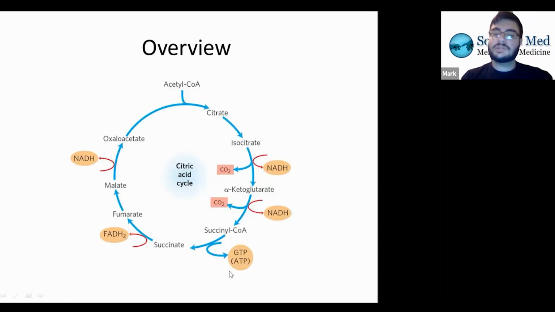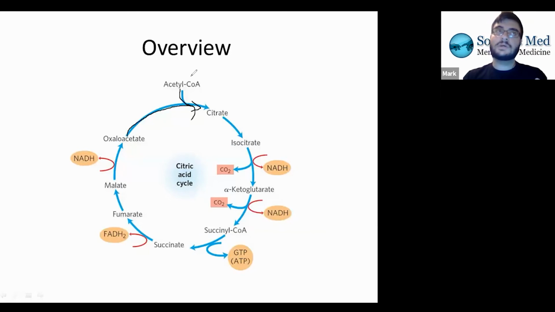And notice that oxaloacetate is the final product, but it's also the first reactant, because it's a cycle. It goes in here, but you actually need both of these. Without oxaloacetate, acetyl CoA can't do anything. And until you put acetyl CoA from the pyruvate dehydrogenase step in, this oxaloacetate will never react, okay? So you actually need both of these together.